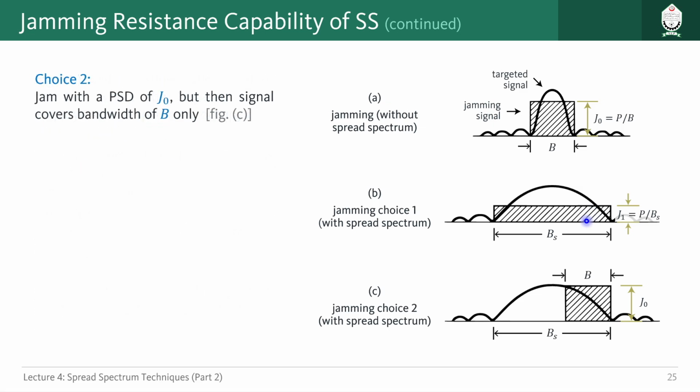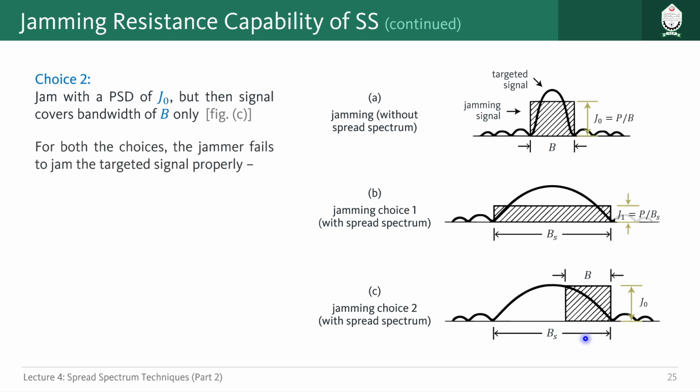And the second choice the jammer can take is that he can keep the same PSD of J0 just like the first case, but then the amount of bandwidth he can cover is constrained to B. So he cannot cover the whole bandwidth Bs.